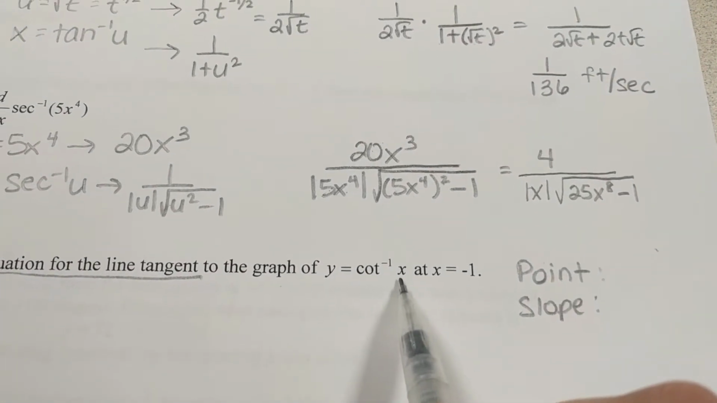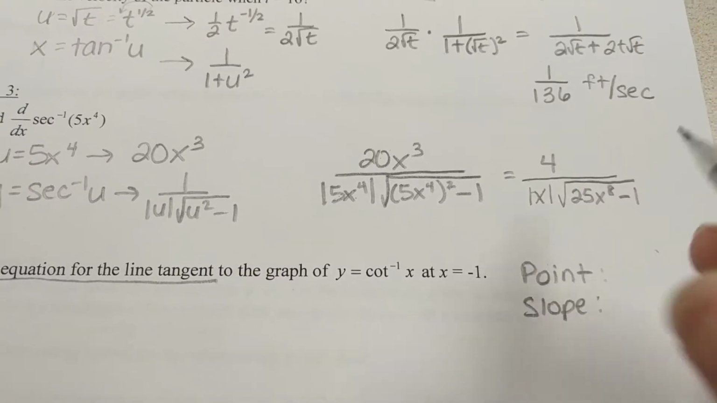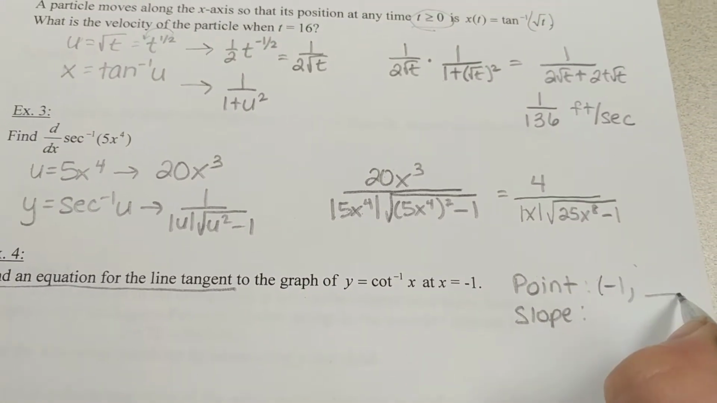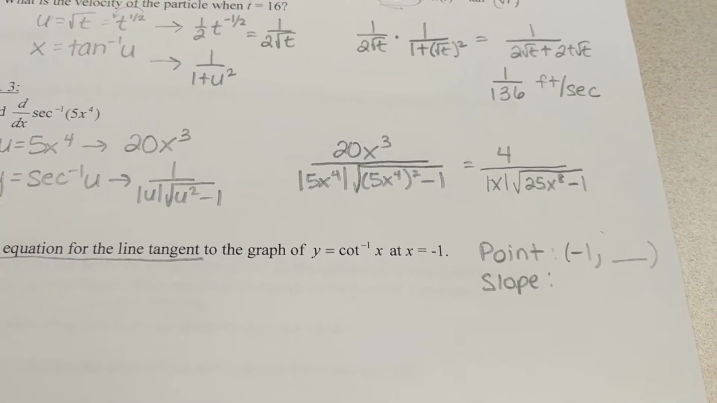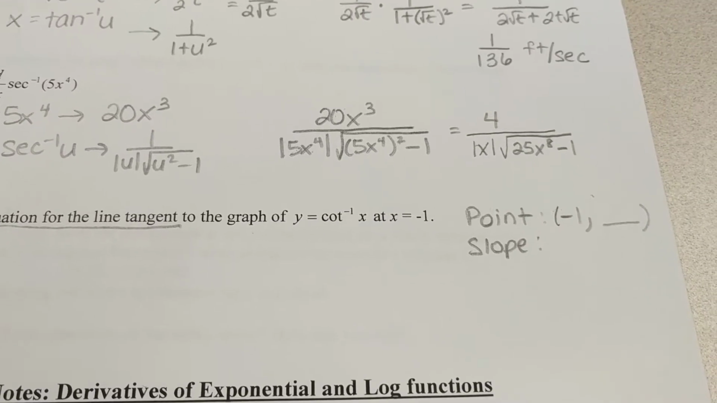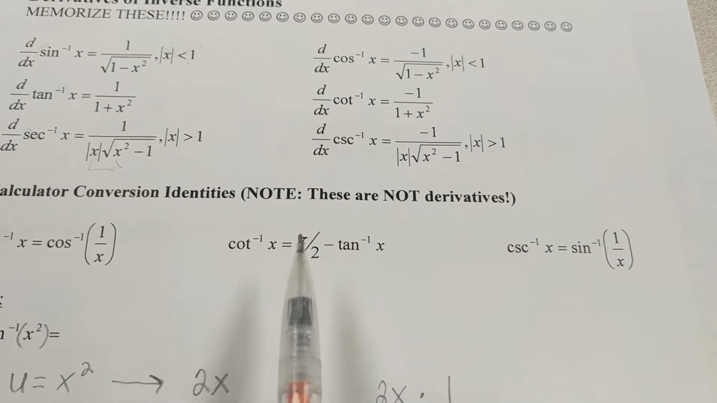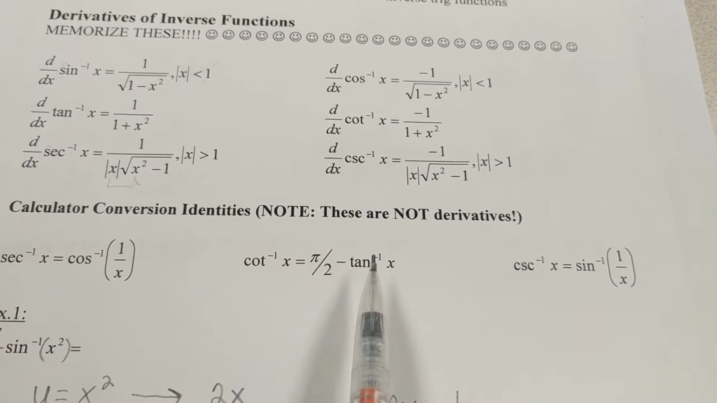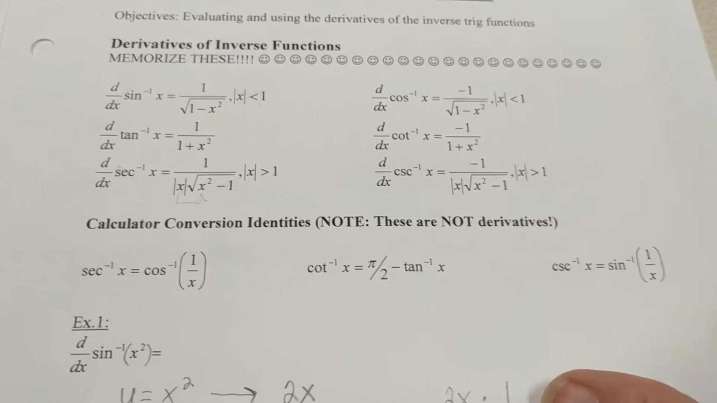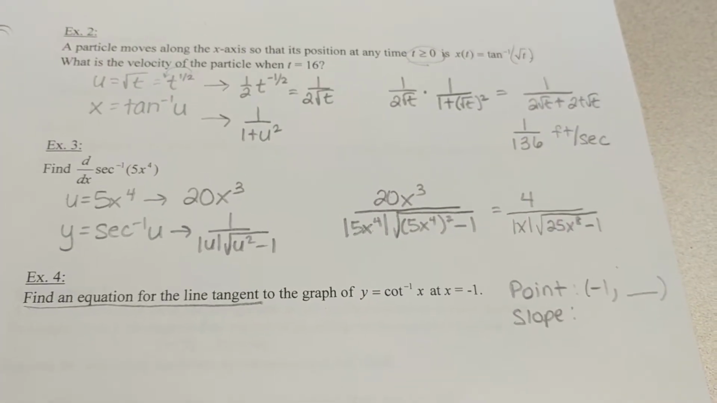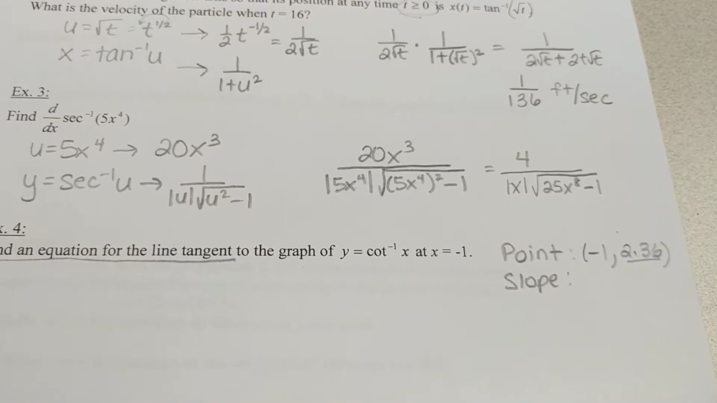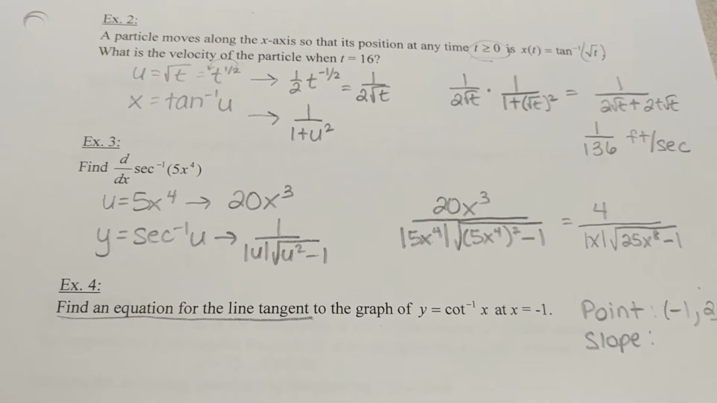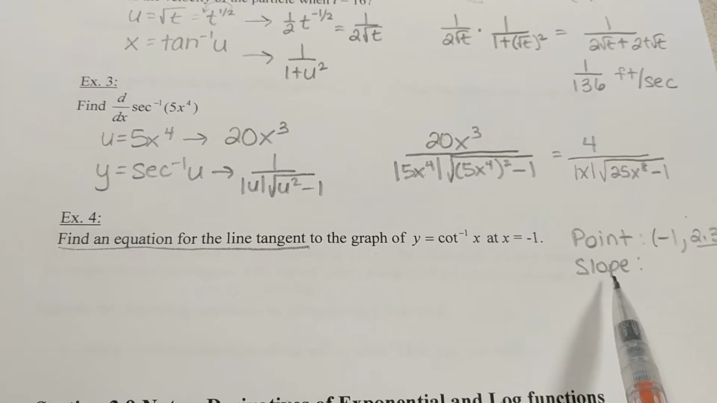So inverse cotangent of x at -1. -1, comma, we don't know. We have to do inverse cotangent of -1. But we don't have an inverse cotangent button, so that's where you have to go back to those identities. And so we have to do pi halves minus inverse tangent of -1. And when you put that into your calculator, I believe you get 2.36, something like that. So the only thing we still need is the slope.